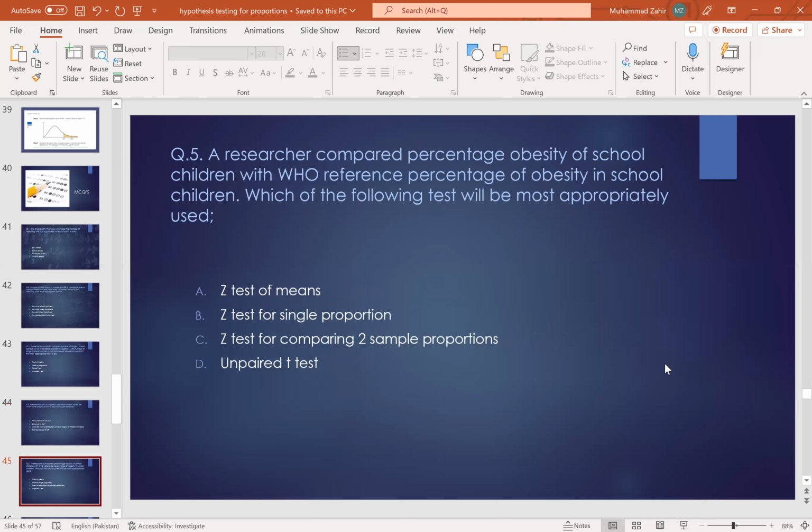Question 5. A researcher compared percentage obesity of school children with WHO reference percentage of obesity in school children. Which of the following tests will be the most appropriate to use? Z test of means, Z test for single proportion, Z test for comparing two sample proportions, unpaired t-test. The answer is B, which is Z test for single proportion, because it's talking about the percentage.